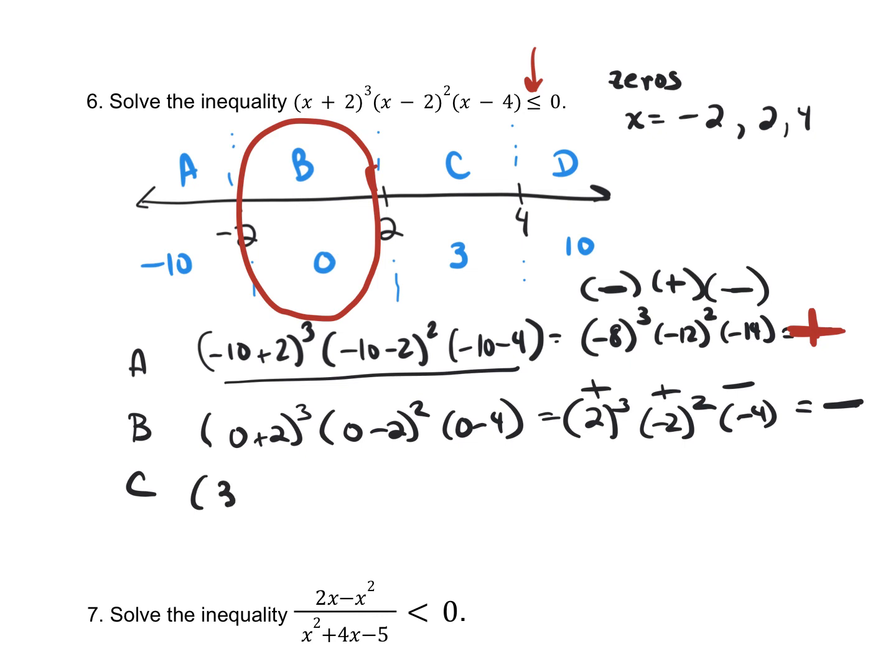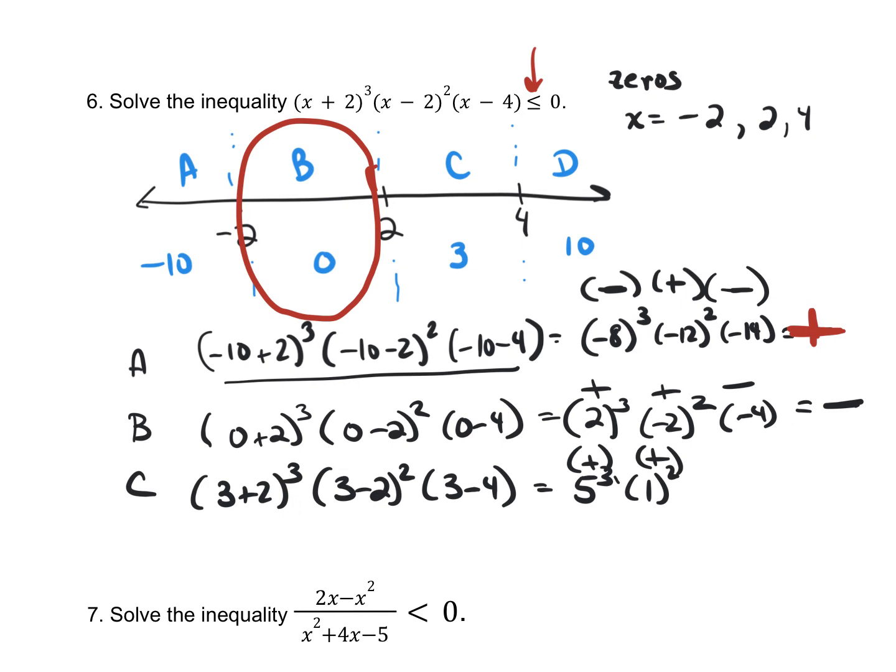So my mistake. So C, let's look at C. We'll plug in 3. 3 plus 2 cubed, 3 minus 2 squared, and 3 minus 4. Well, that's 5 to the third, which is positive. That is 1 squared, which is positive. And 3 minus 4 is negative. So 2 positives and a negative is a negative, right? And I don't want negatives, I only want positives. So it usually does alternate plus, minus, but it doesn't have to. In this case, it actually doesn't.